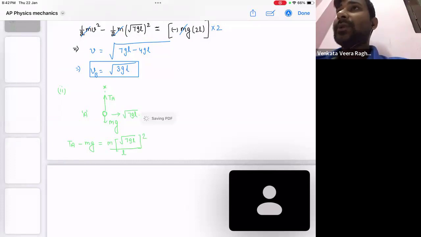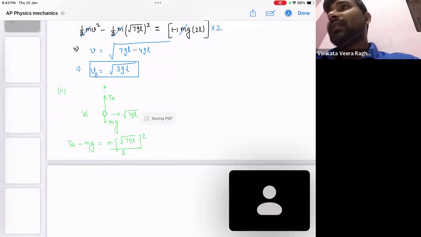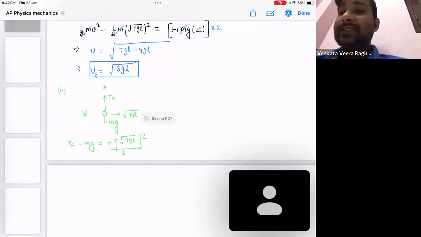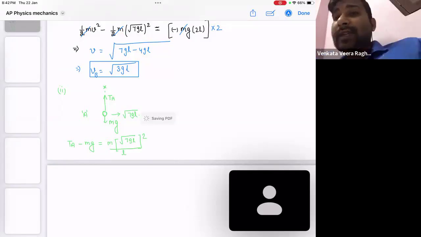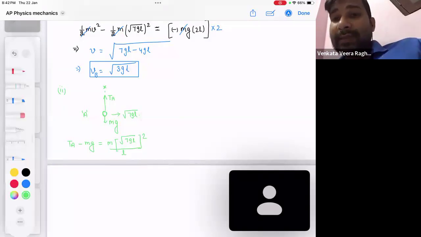In a circular motion, net force acts towards the center. Here I don't need to take any component, because these forces are already along the radial line, towards the center or away from the center. That's why I should not take any component in this question. And we got our answer: tension at A is coming 7mg plus mg, that is 8mg.